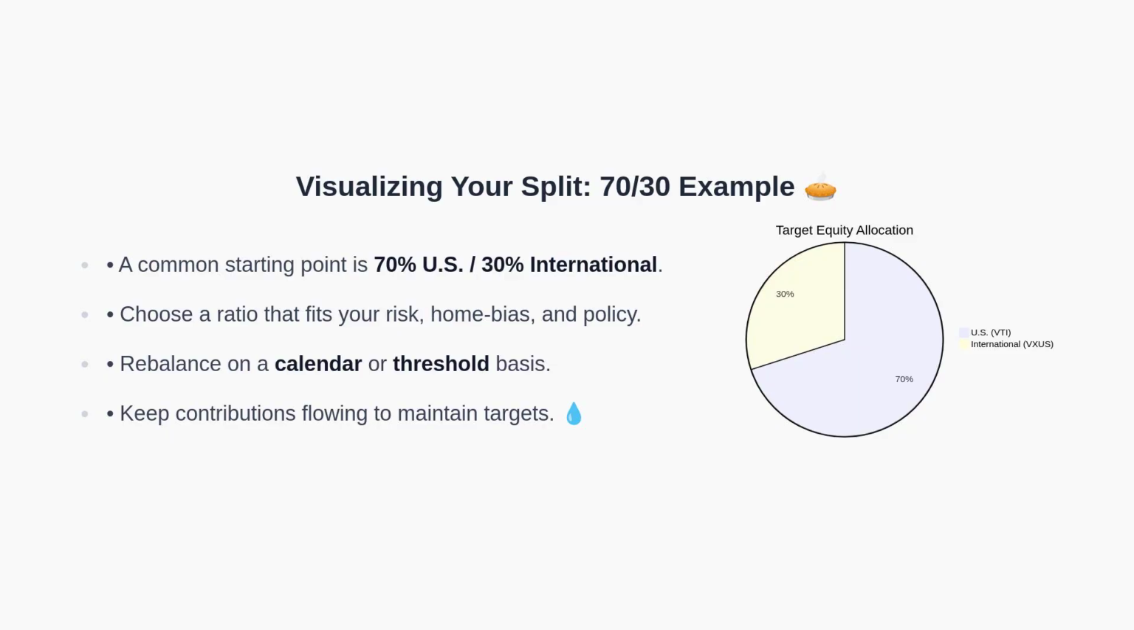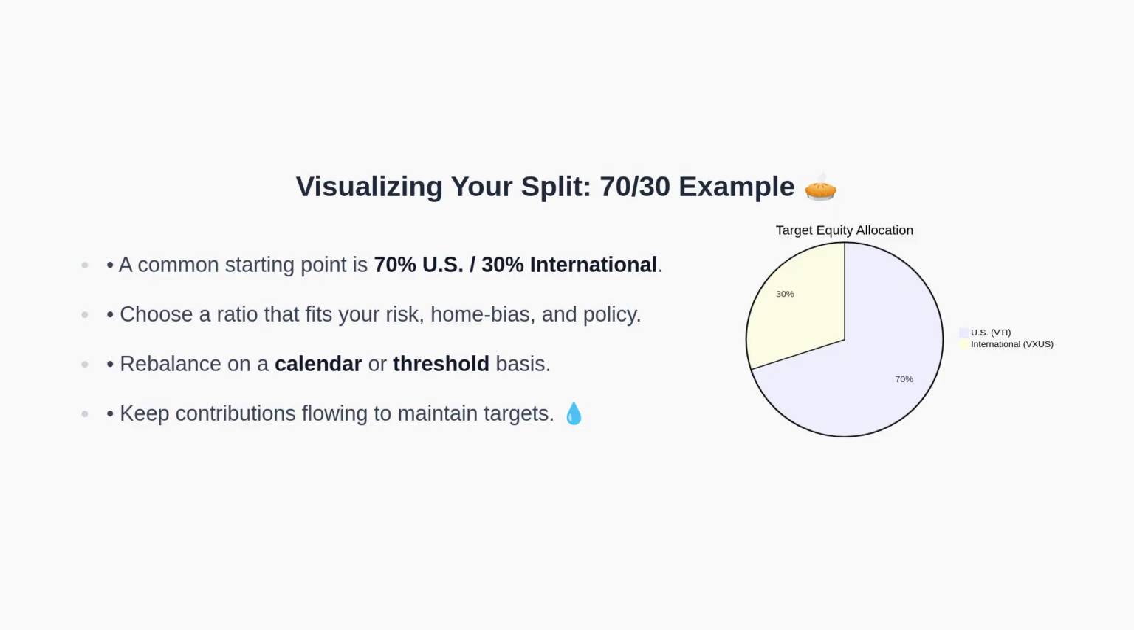This pie chart illustrates a simple target allocation of 70% U.S. via VTI and 30% international via VXUS. Your chosen split should reflect your risk tolerance, home bias, and investment policy.